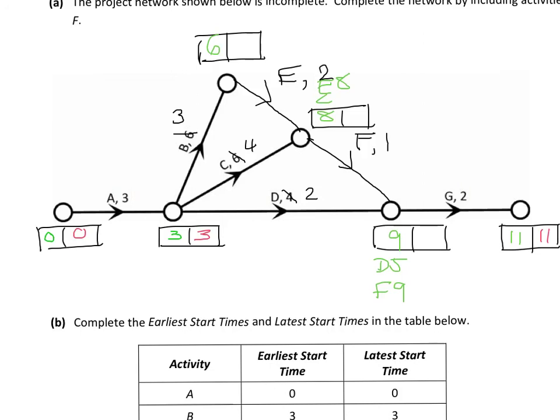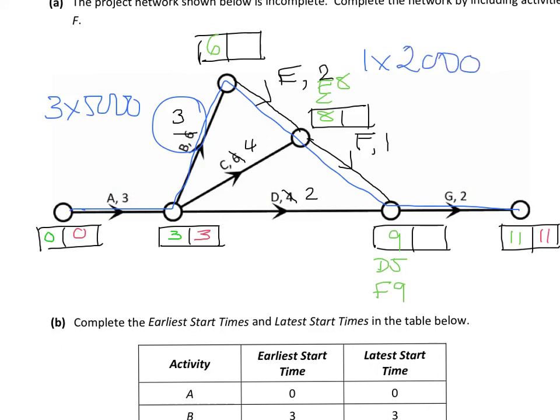Obviously we wanted to look at the activities on our critical path to begin with. And so that was our critical path there. Reducing B by 3 weeks there would be 3 times $5,000. Reducing E, we reduced that by 1 week only, and so that cost us $2,000. That cost us $2,000 for that reduction of 1 week.